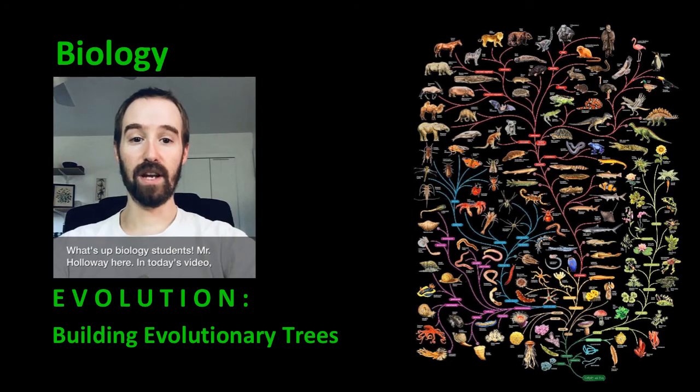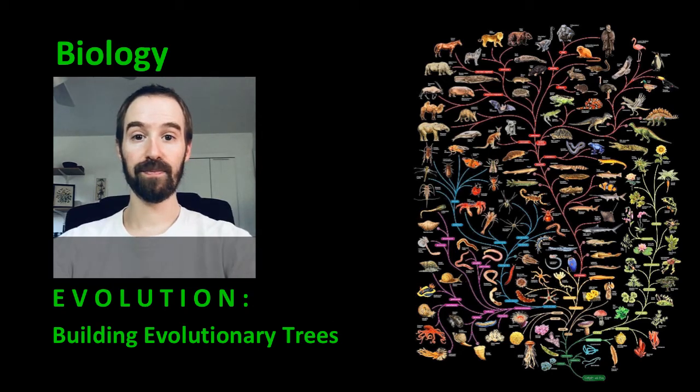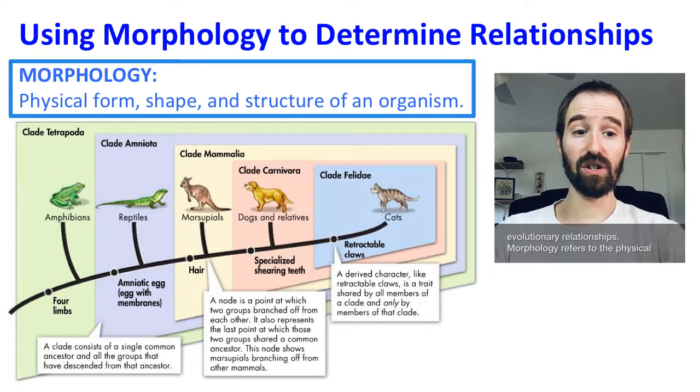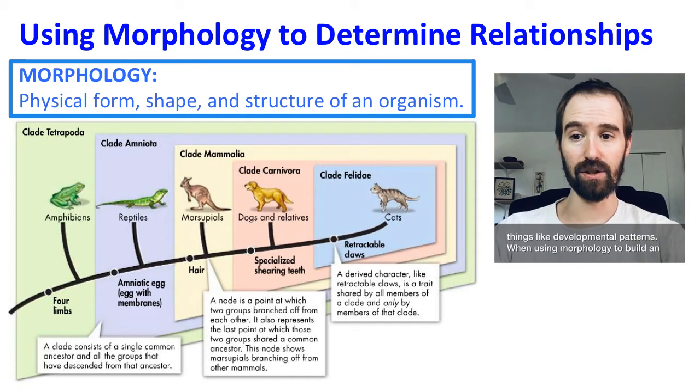In today's video, we're going to talk about how to build these evolutionary trees that you keep seeing in my videos, using both morphological and genetic evidence. Before we were able to read and analyze the universal genetic code of life, we had to rely exclusively on morphology to determine evolutionary relationships. Morphology refers to the physical form, shape, and structure of an organism, and could also include things like developmental patterns.